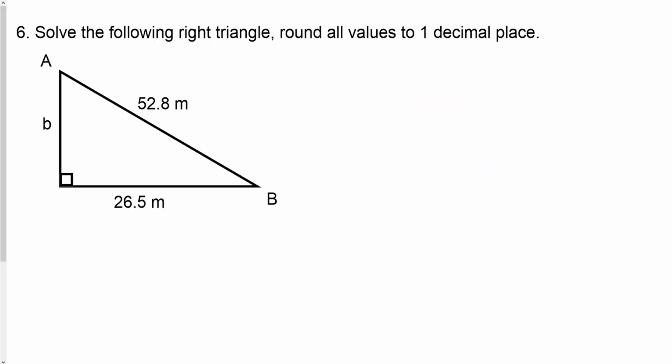Number 6. Solve the following right triangle, round all values to one decimal place. Okay, depending on the given information is how you will go about solving these right triangles, but generally you have your trig functions and the Pythagorean identity at your disposal to work with. So in this case, I have two sides of the triangle known, so I'm going to figure out the third side using the Pythagorean identity. So I'm going to solve for side B. So b squared plus the other shorter leg squared is equal to the hypotenuse squared.